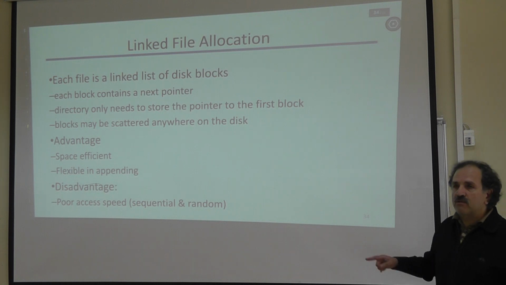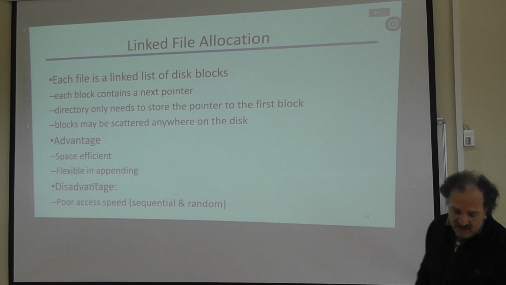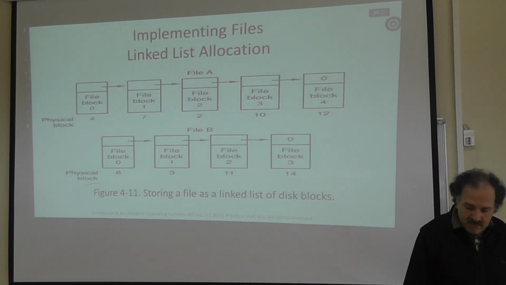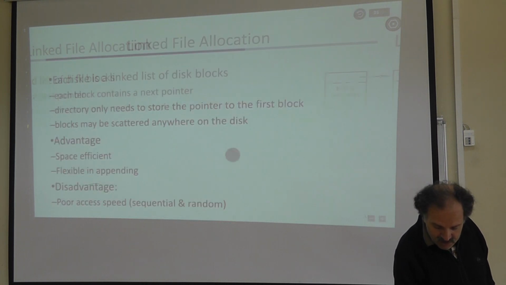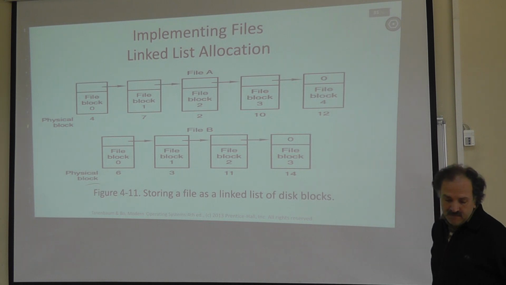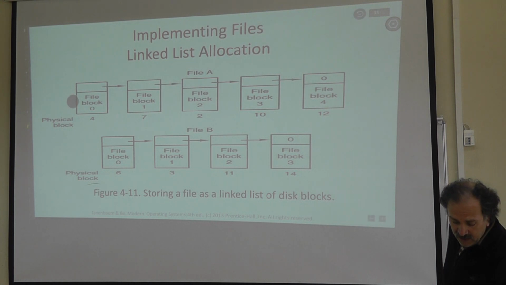They don't do it contiguously, okay? They store their files in a linked list fashion, like this one. Let's say my file A has 5 blocks, 1, 2, 3, 4, 5, okay? My file B has 4 blocks, 1, 2, 3, 4. They use just linked list allocation. So each block stores the information about the file. Also each block has a pointer to the next block.